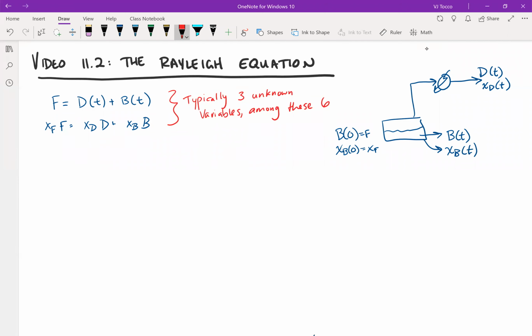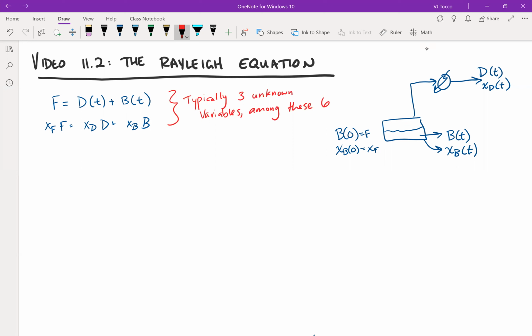In the last separations video, I introduced a single-stage batch distillation process, aka the Rayleigh still, and I derived the formulas for the two material balances. And I left that video off by saying that there are 6 variables between these two material balance equations, and typically in any given problem, we would know what 3 of those are, or 3 values would be given, leaving us with 3 unknown variables left.